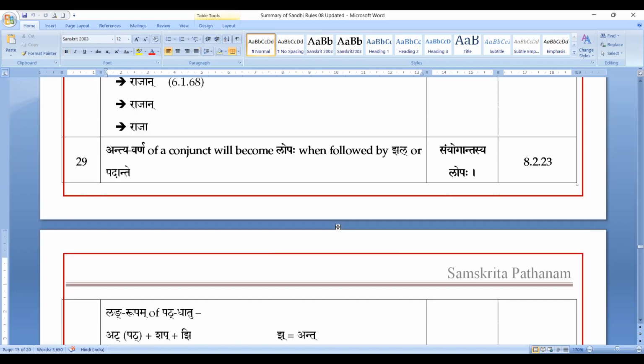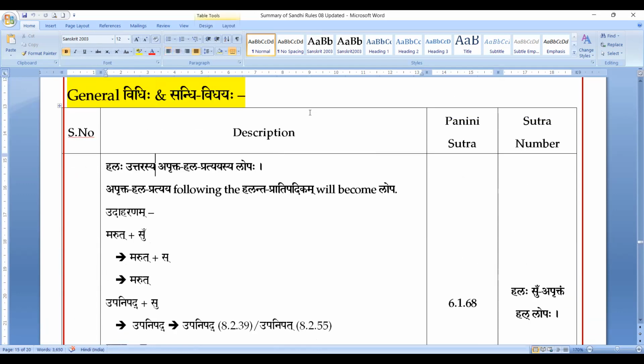Fine. Then we saw Sanyogantasya lopaha. Sanyogantasya, Sanyoga antasya. Antasya is the end letter. If the end letter is a conjoined consonant, then Antyasya lopaha, Antya varnasya. Antyasya, the last letter only will become lopa, not the entire thing.